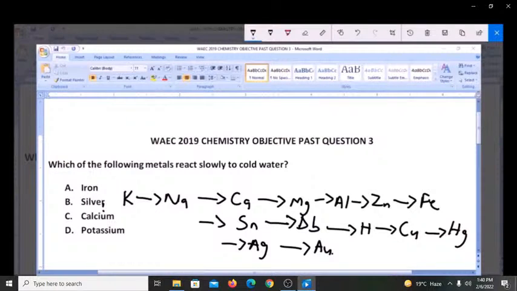So the answer, as I've stated, is calcium, which is C. And calcium, like we said, reacts slowly with cold water.